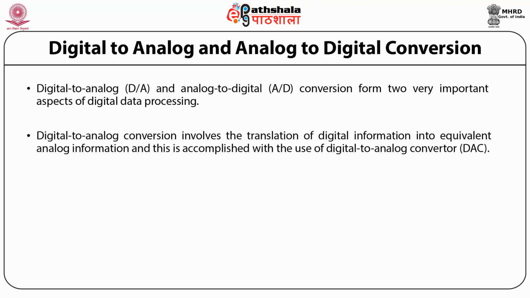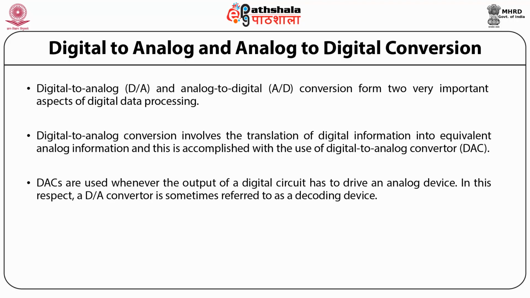Digital to analog conversion involves the translation of digital information into equivalent analog information, and this is accomplished with the use of a digital to analog converter, which is also known as DAC. DACs are used whenever the output of a digital circuit has to drive an analog device. In this respect, a D2A converter is sometimes referred to as a decoding device.